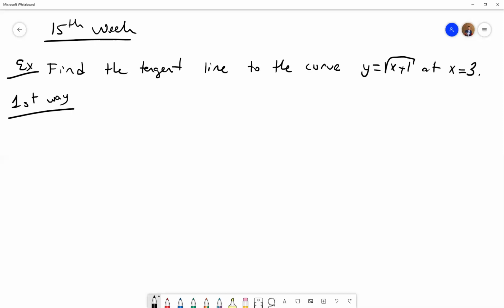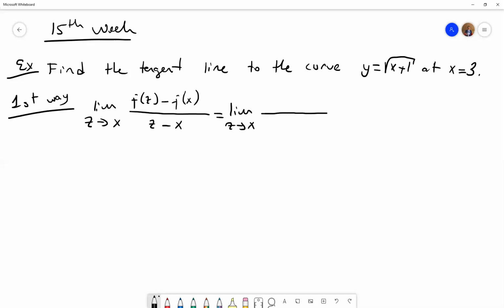First way, let's use the limit as z goes to x of f of z minus f of x over z minus x. Again, let's write z goes to x and find f of z. It is square root of z plus 1 minus f of x, square root of x plus 1, and in the denominator we have z minus x.